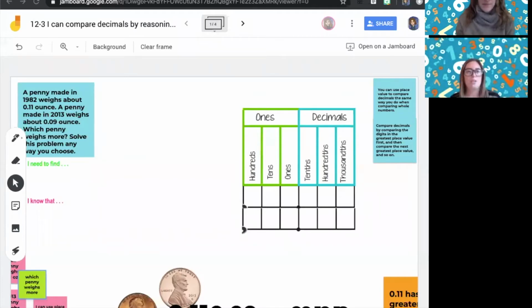Today we are going to do lesson 12-3, compare decimals. I can compare decimals by reasoning about their size. Let's start with the solve and share.